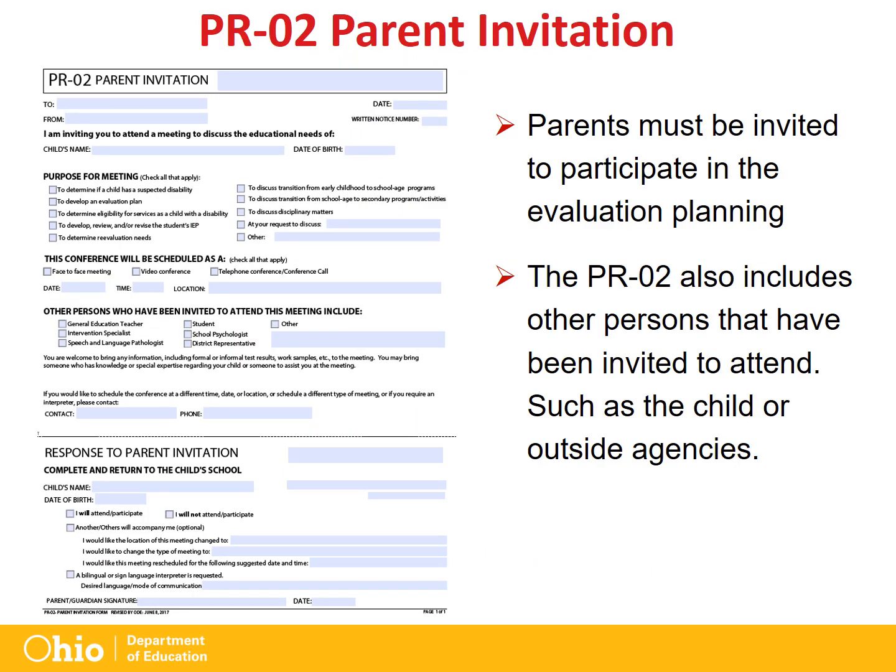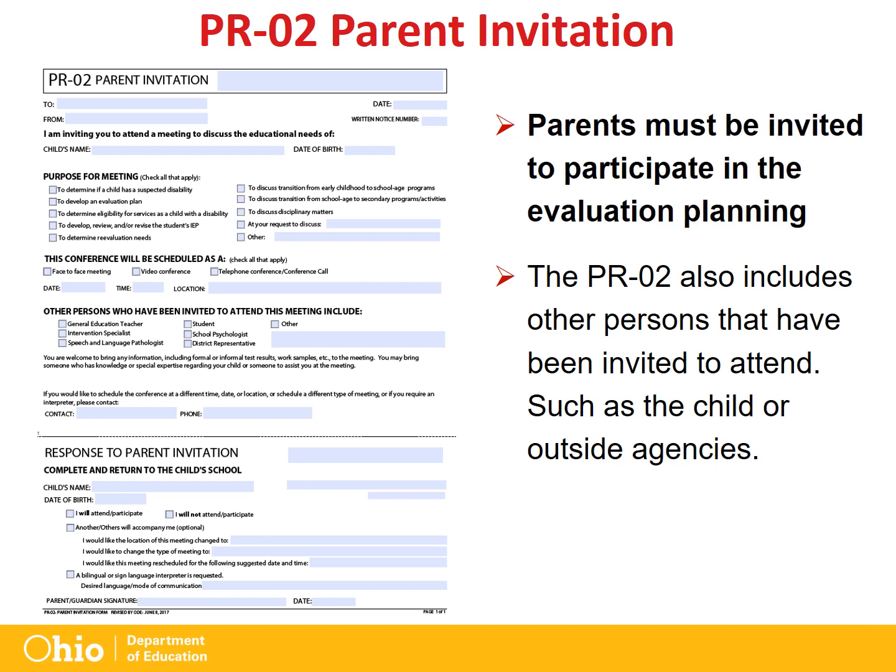If the district suspects a disability and feels an evaluation is necessary, the district must invite the parent to participate in the evaluation planning meeting by sending the parent invitation, PR02, form to the parent. The form also indicates other persons that have been invited to the planning meeting, such as the child, whenever appropriate, and outside agencies that would be involved in secondary transition.